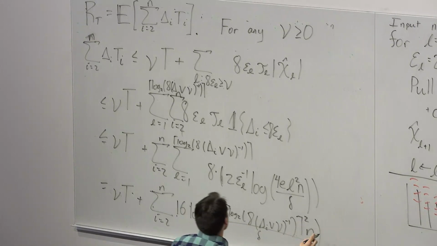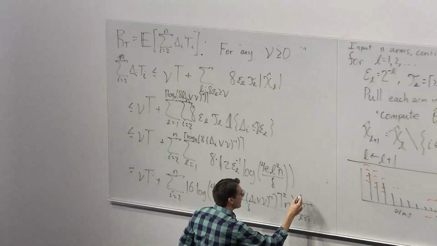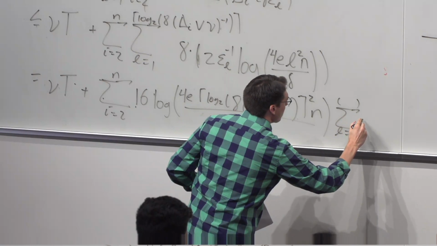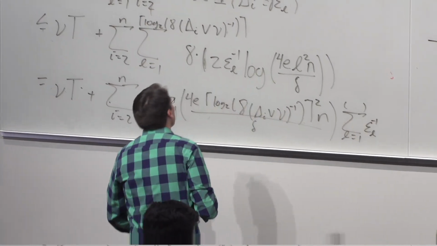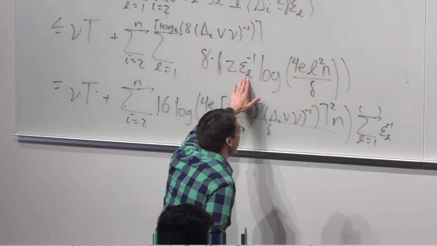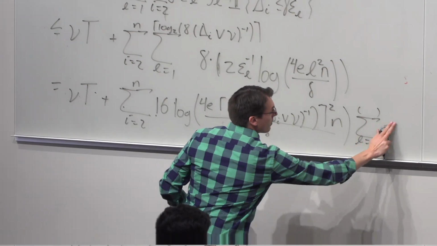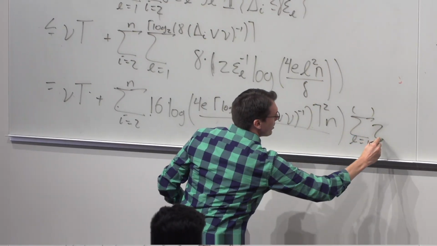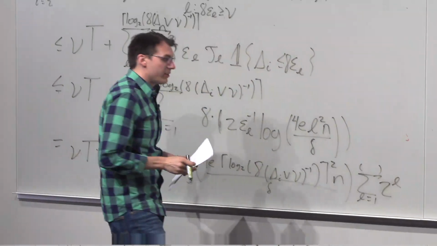Okay. And then I finally have that it's just the sum of L equals 1 to this thing up here of epsilon to the minus 1. This guy right here. But that's just equal to 2 to the L, because epsilon L is equal to 2 to the minus L. And so I just get this as 2 to the L. And now I use the geometric sum.